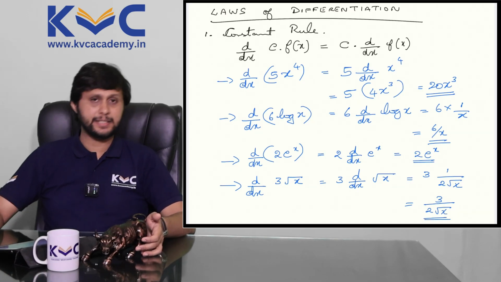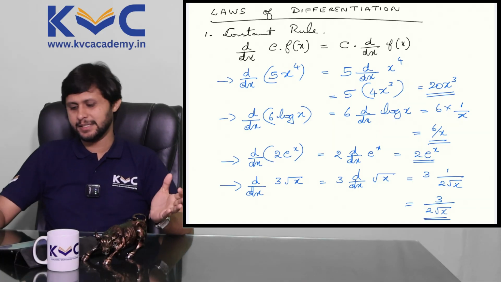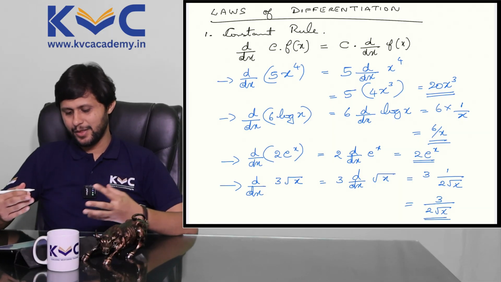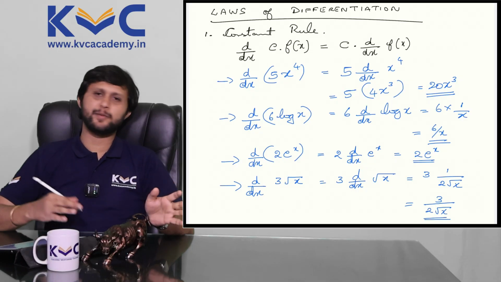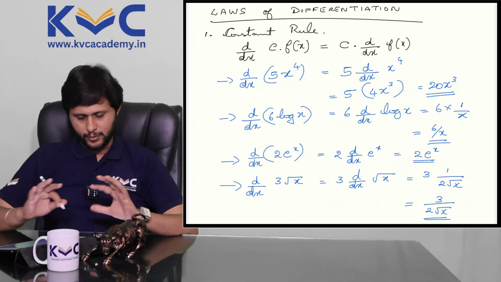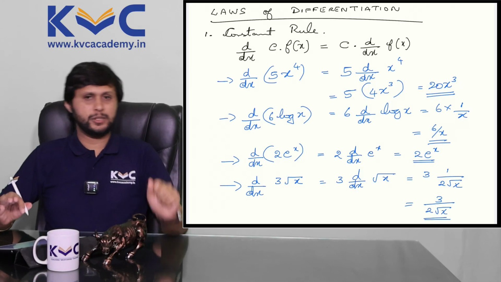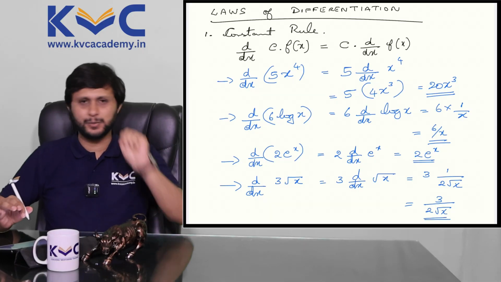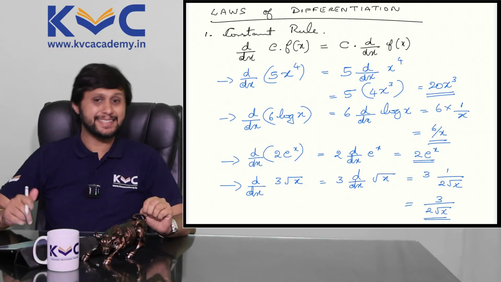Clear? I think these 4 examples are enough for a constant function. It's basically all that I've done is keep the constant outside and differentiate only the function. Going smoothly so far. Constant rule is done. We have just 4 more rules. We go to sum rule.